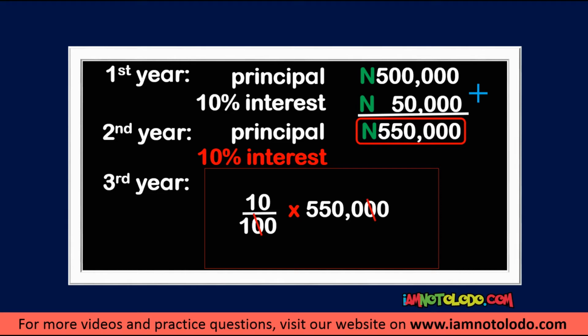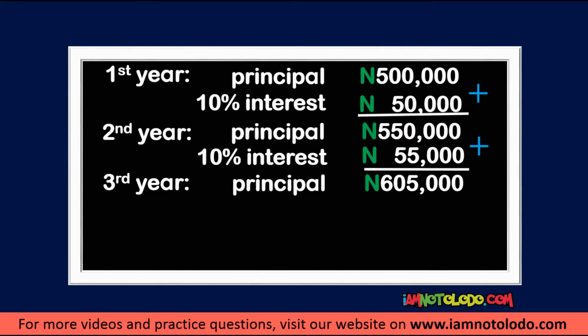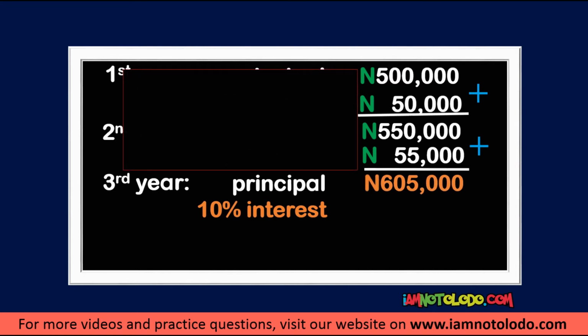Zero cancels 0, 0 cancels 0. When you multiply this, we have 55,000 naira. So this becomes 55,000 naira. So when you add this, it gives us what? 605,000 naira. So this becomes the principal for the third year, right? Good. So what do we do next? We calculate another interest on the third year.